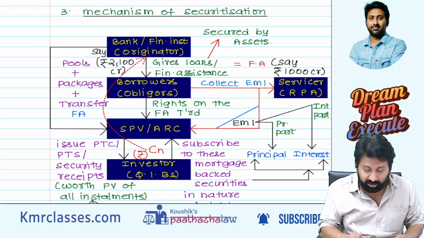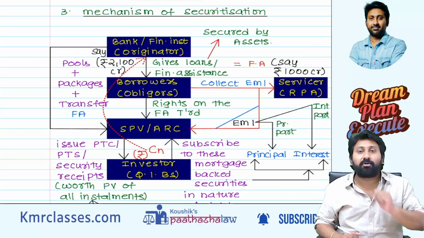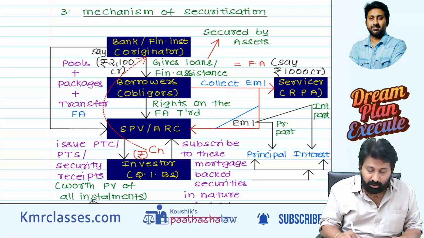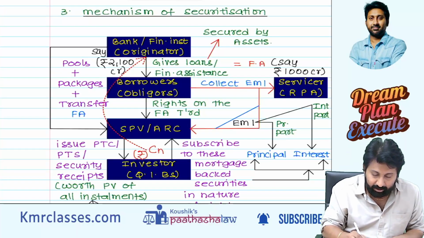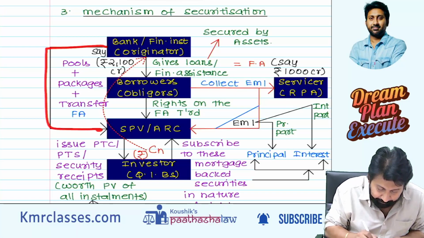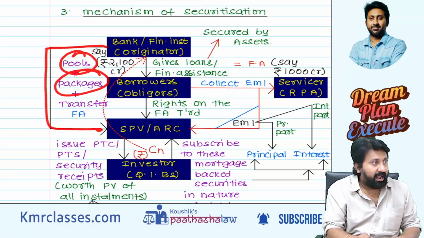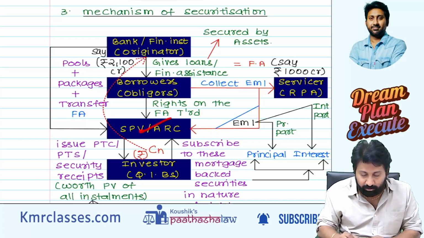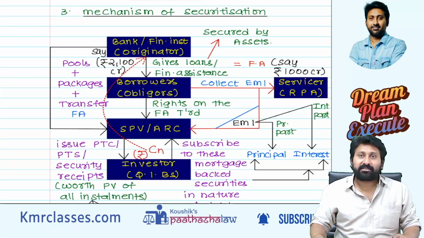That person is called a special purpose vehicle. These people will buy the debt securitized assets. Okay, so rights of financial assets will be transferred to SPV. To whom? SPV. Now listen carefully. The bank will pool and combine so many loans into packages and transfer financial assets, not fixed assets. To whom? To SPV and ARC. To SPV or ARC.